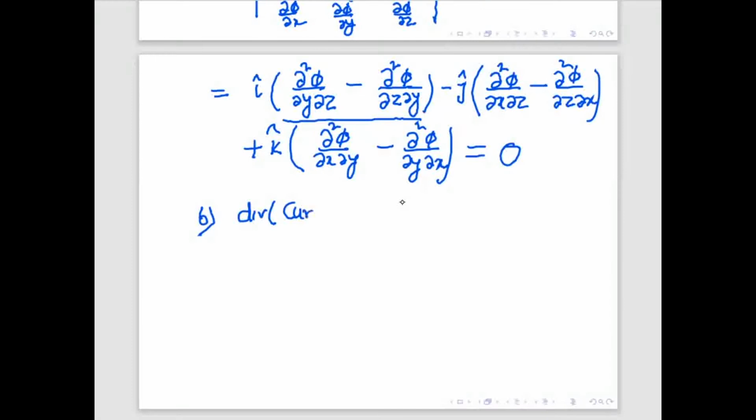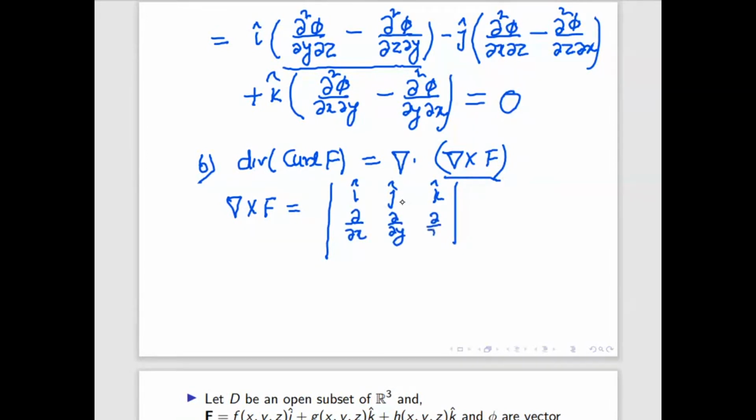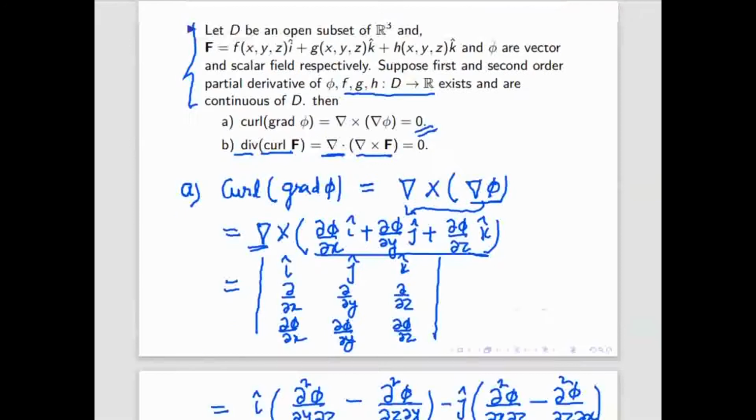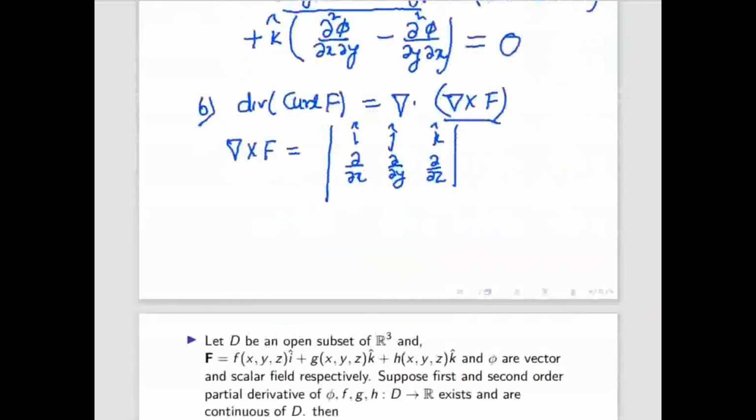Divergence of curl f. Curl f means cross and divergence means dot. So first we'll find the cross product, then we'll find the dot product. Let me first calculate the cross product. i, j, k, del means del by del x, del by del y, and del by del z. F has 3 components, small f, small g, and small h. These are the components of f.